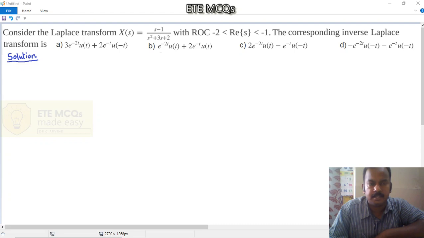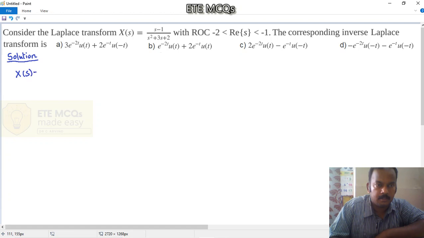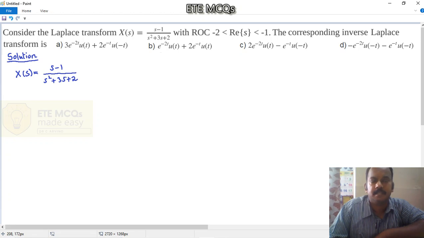Consider the Laplace transform X(s) equal to (s minus 1) divided by (s squared plus 3s plus 2). So we are given a Laplace transformed sequence, X(s) equal to (s minus 1) divided by (s squared plus 3s plus 2). So this is your Laplace transformed sequence.